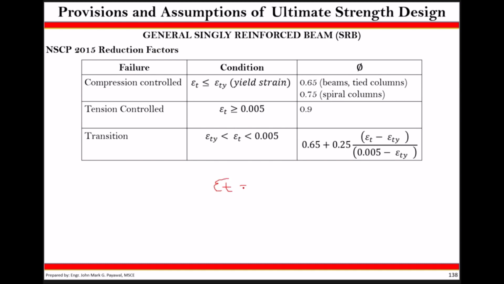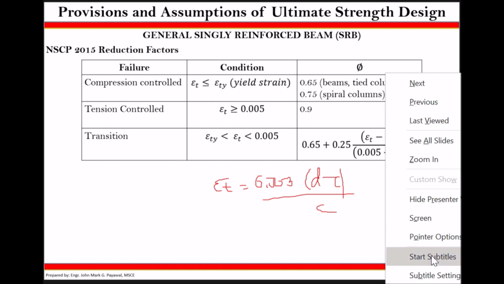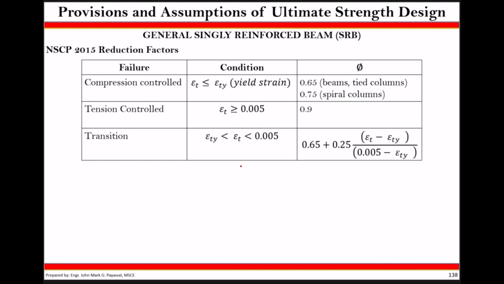From our previous slide, it is 0.003 multiplied by d minus c over your c. If it turns out to be greater than or at least equal to 0.005, it is therefore tension controlled. As easy as that. Kapag compression controlled naman, kapag beams at tied columns yung dinedesign mo, automatic 0.65. Kapag spiral columns, 0.75. Pag transition, automatically use this one unless it is spiral. So, ganun siya kasimpleng tandaan ngayon.